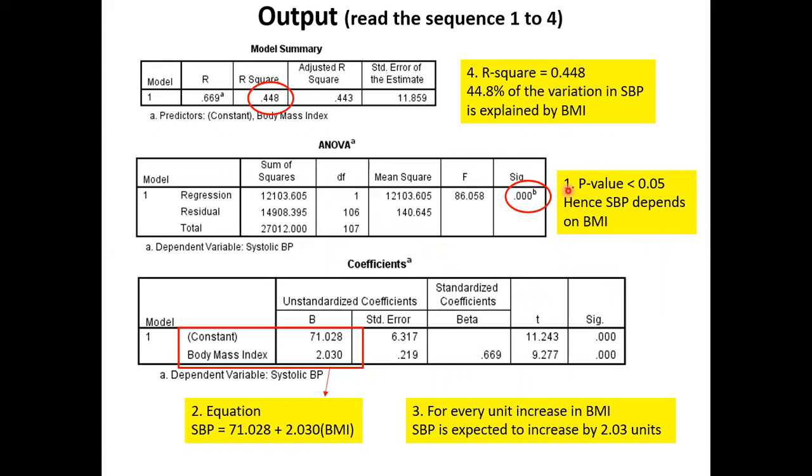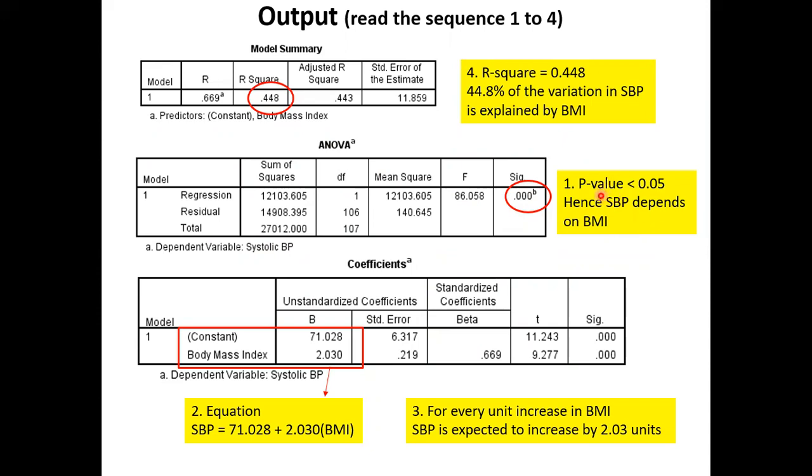So the objective is, does BP depend on BMI? Look at the p-value. Is it less than 0.05? Yes. Therefore, BP depends on BMI. So look at the ANOVA table. P-value less than 0.05, we conclude yes, BP depends on BMI. What's the next question? I say BP depends on BMI. What's the next question?